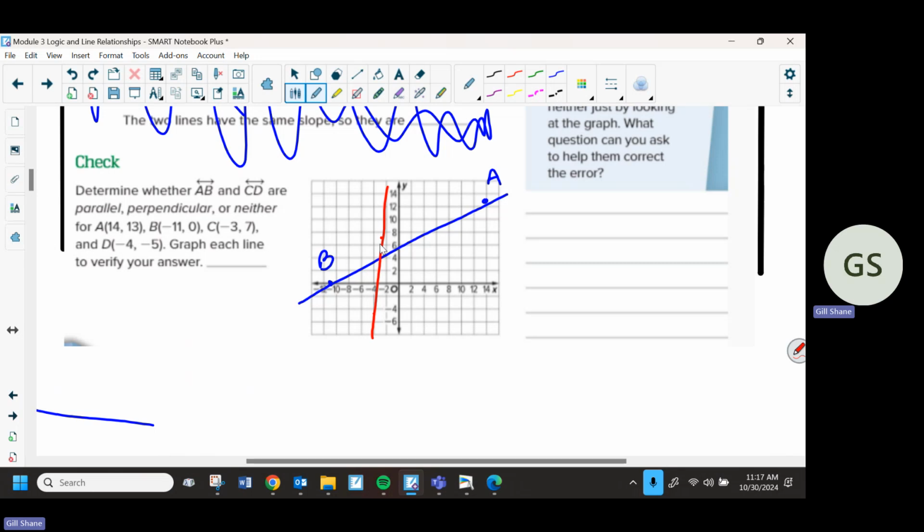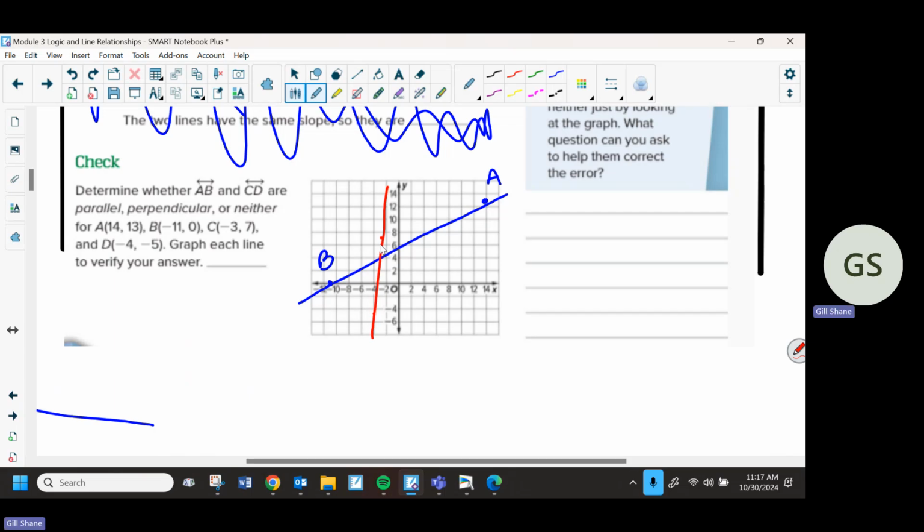Well, that's parallel. Perpendicular wouldn't be the same slope. The same slope means they'll never touch. That's why they have the same slope. Perpendicular, they're gonna touch, so they can't have the same slope. If we multiply two slopes together and we get -1, they are perpendicular.